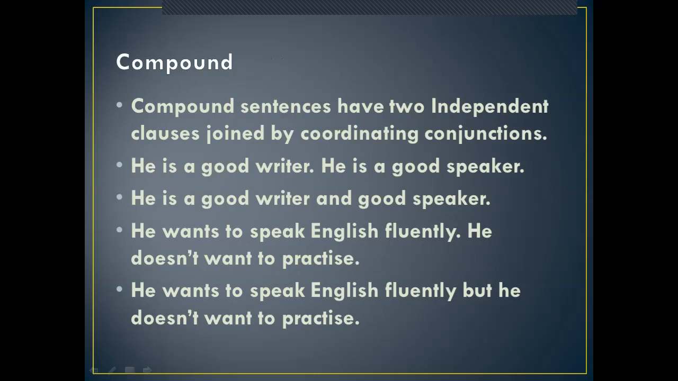Now let's see what a compound sentence is. Compound sentences have two independent clauses joined by coordinating conjunctions. In a compound sentence, two independent clauses will be there, whereas in a simple sentence there is only one independent clause, one subject, one verb, and it makes complete sense. Here in a compound sentence, two independent clauses will be joined by coordinating conjunctions like for, and, or, but, so.